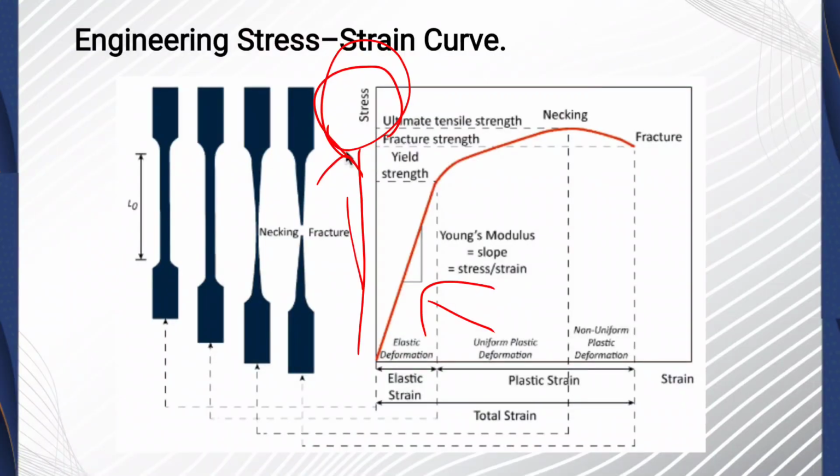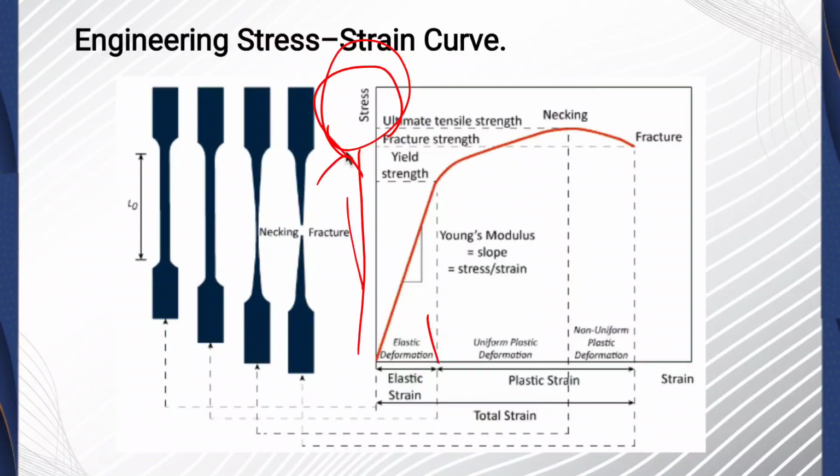Here is the yield strength. After the elastic strain, the specimen goes to the plastic deformation. The material reaches its yield point. At this stage, plastic deformation begins. This means the material will not return to its original shape after the plastic deformation.